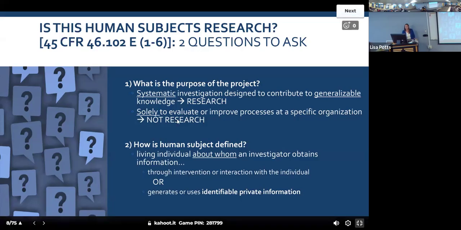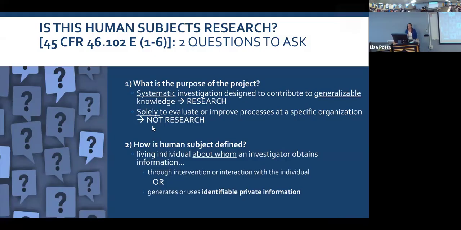So this wording, with the sole intent to improve the process at a specific organization, that would be like program evaluation, program improvement, or program development or something like that. So if that's the only purpose, then that's not human subjects research. A lot of times what happens is there's some sort of program that's been developed, but then someone wants to take a systematic approach to evaluating that program. And so then that still is research.